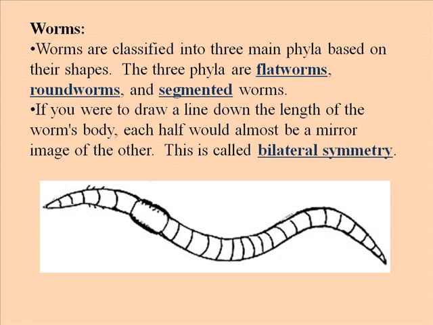With our worms, we are going to talk about 3 different phyla, and these phyla are categorized by their body shapes. We're going to talk about flatworms, roundworms, and segmented worms. Regardless of the phylum of worms, all of our worms will have bilateral symmetry. That means if you were to draw a line down the center of the worm's body, the left and right sides would be mirror images of each other.